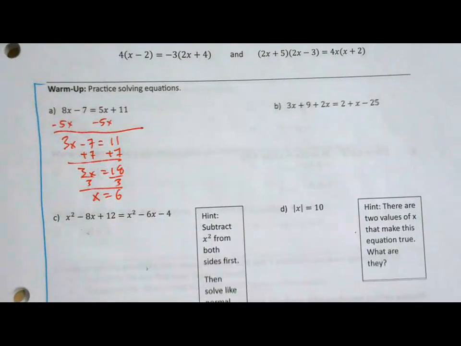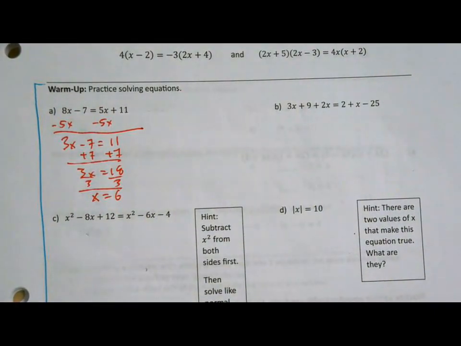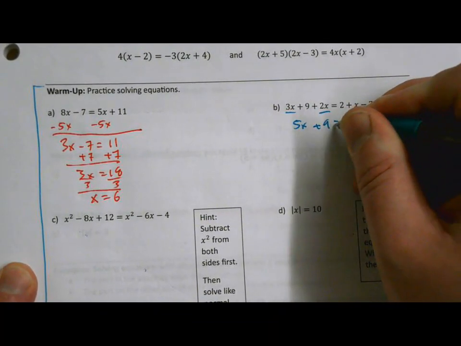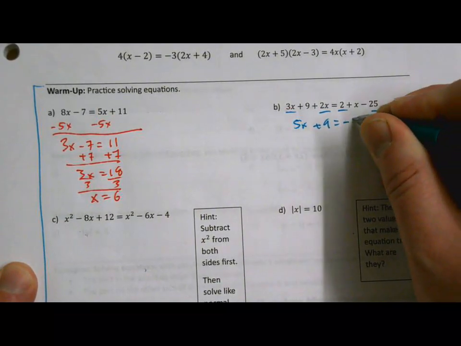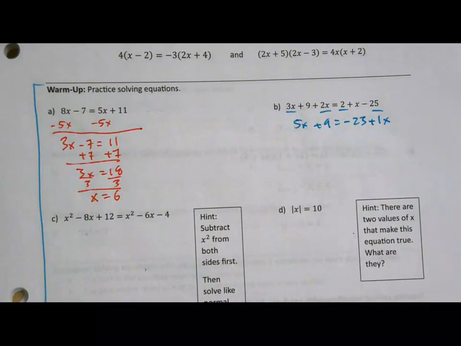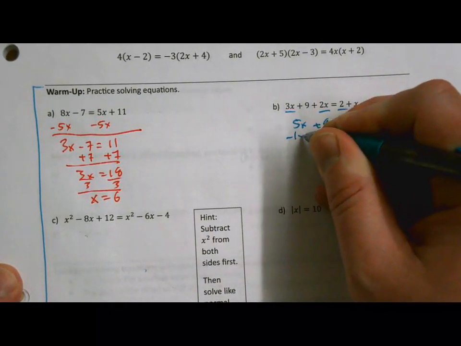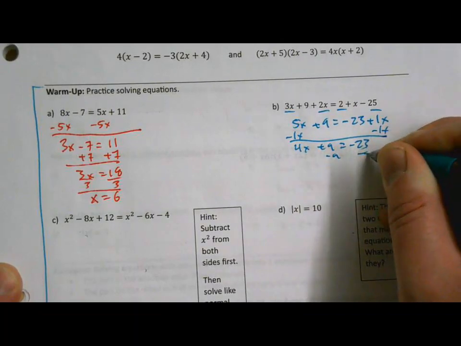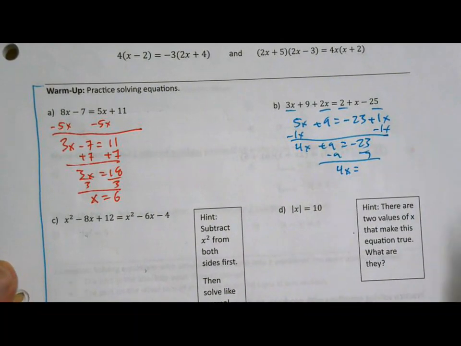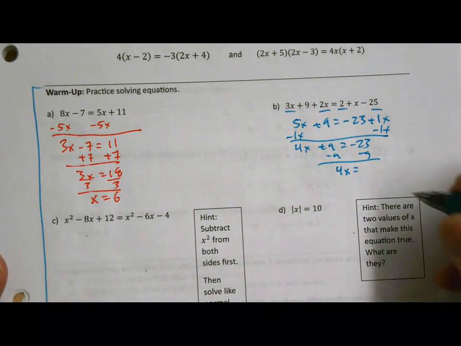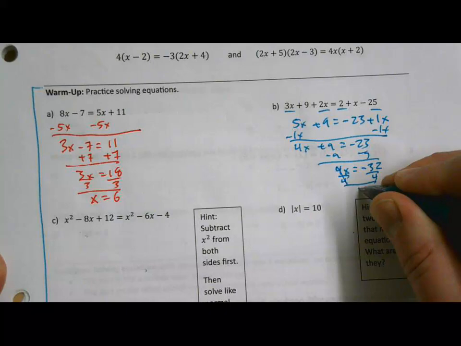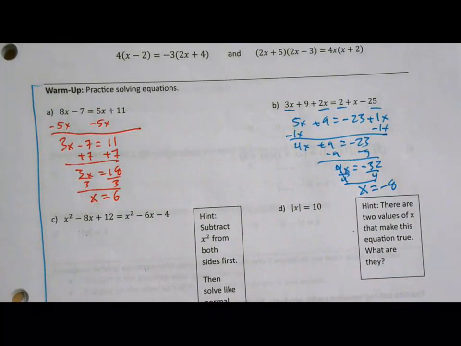Did you guys get x equals 6 for part A? Wonderful. Part B, I've got some stuff that I can combine. 3x and 2x is 5x. 2 minus 25 is negative 23. I think I'm going to get rid of this 1x over here. Minus 9 on both sides. Negative 23 minus 9 is negative 32. Divide that by 4. 32 divided by 4 is 8, is it not? That would be negative 8. You good on that one?